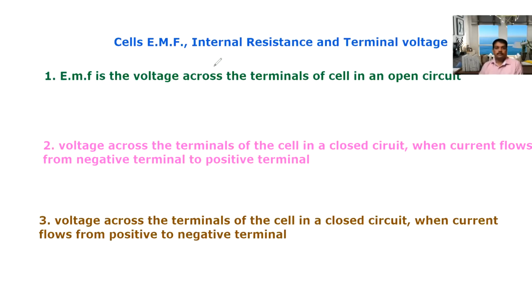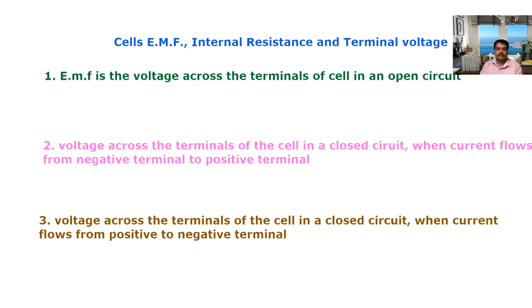Cells: EMF, internal resistance and terminal voltage. Usually EMF is considered to be the voltage across the terminals of the cell, but that is a wrong notion. Whenever a cell is in an open circuit, the voltage across its terminals is said to be the electromotive force.